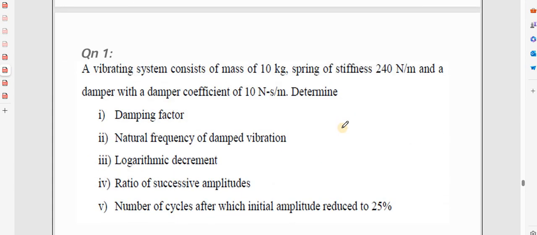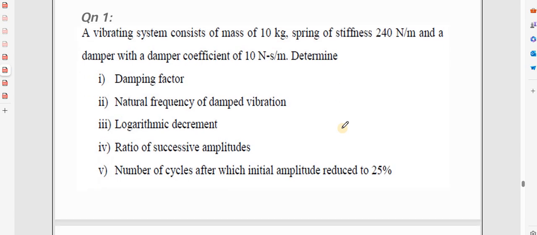So we will wind up today's class with a small problem, just to see how we are using this. Otherwise you will feel that so many terms we have studied. Let's look into one problem. A vibrating system consists of a mass of 10 kilogram. The stiffness of the spring is 240 Newton per meter. K value is given. A damper with a damping coefficient of 10 Newton second per meter.